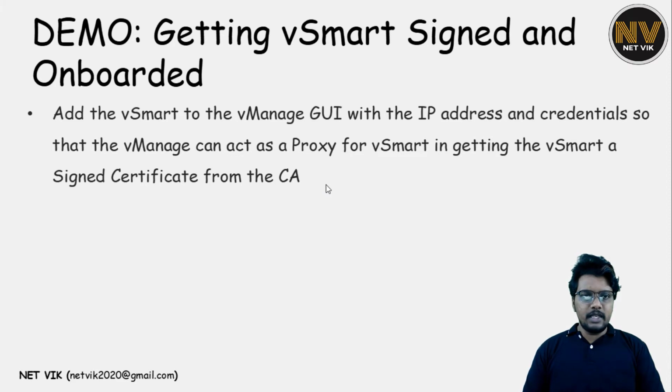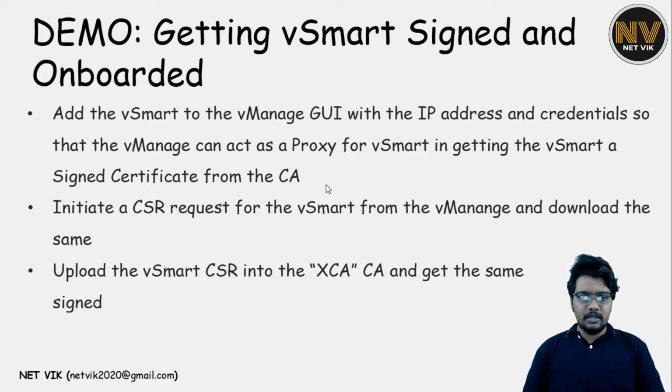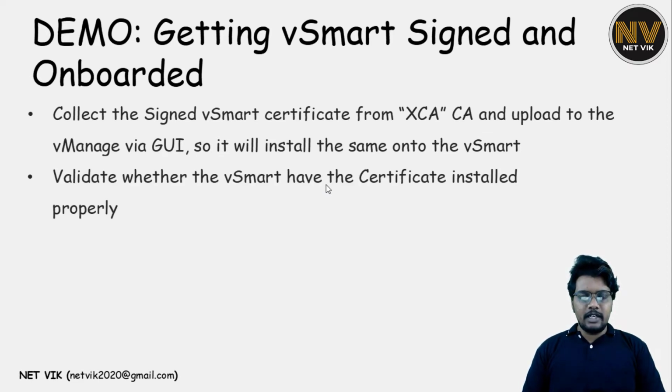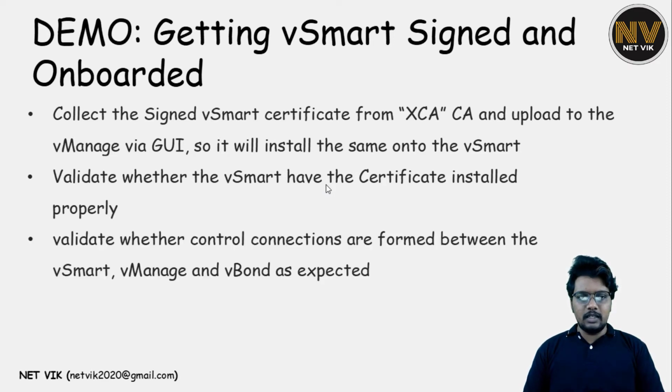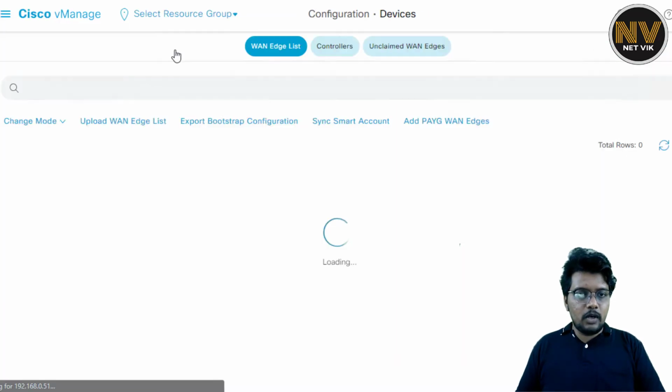The sequence of steps will be: vSmart will be added in the vManage GUI with the IP address and the username password, and then we will initiate a CSR from the vManage for the vSmart and upload it to the XCA CA, and we'll also sign it in the XCA. And we'll collect the signed vSmart certificate from the XCA and upload it back to the vManage GUI so that vManage can render it to the vSmart. Followed by that, we will validate whether the vSmart has the certificate installed properly, and then we'll also validate whether there are control connections formed between vManage, vBond, and the vSmart as expected. So vManage is going to act as a proxy here, the same way he did for vBond in our earlier video, right?